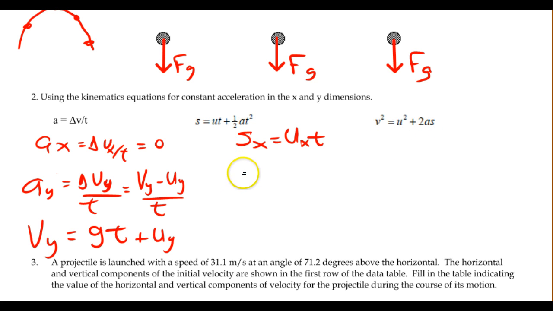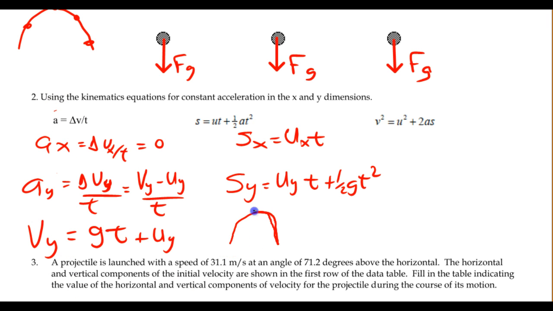Now, in the y direction, sy is equal to uy times t plus 1/2 gt squared. If we had been talking about horizontal launches, then uy was 0, and we didn't have to worry about that whole term. Now that term does matter. You should notice that that's a quadratic type equation. Quadratic equations have two solutions.